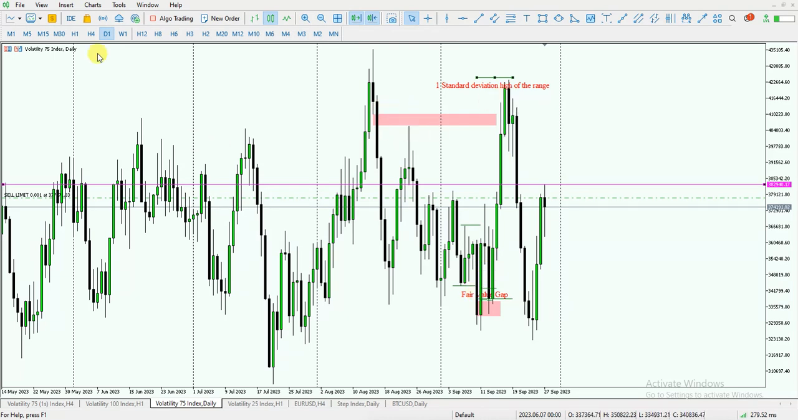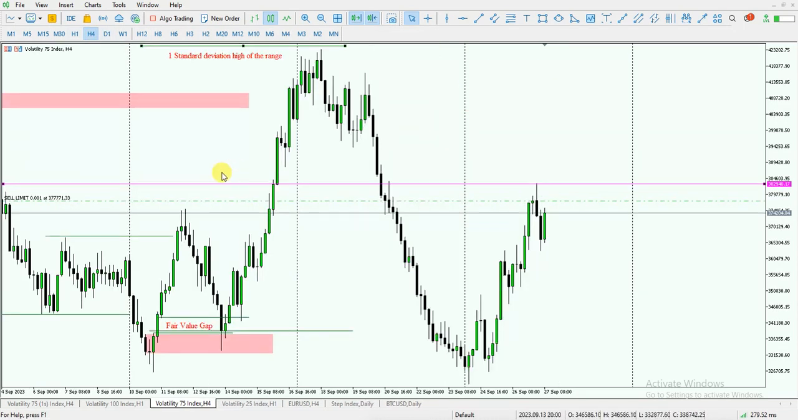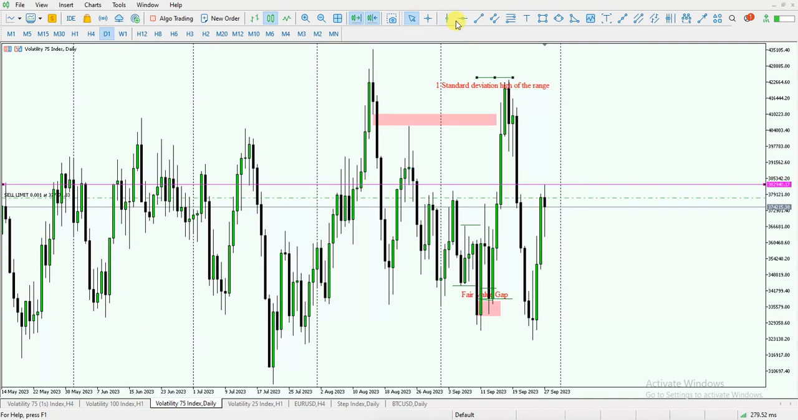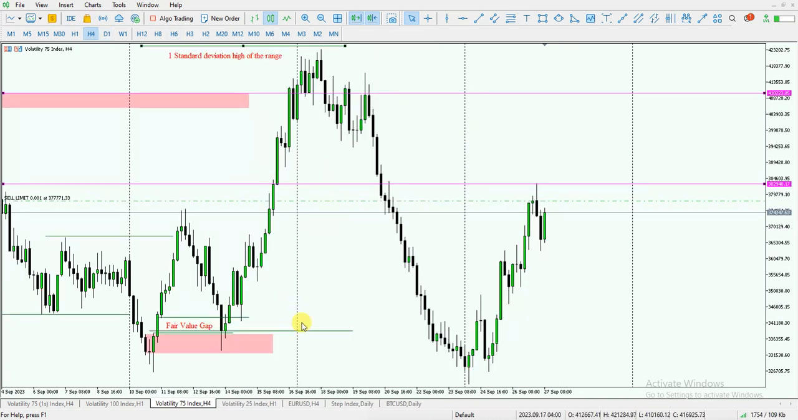Now let's go into why price did what it did, so that you are pre-informed on what you should be seeking for. All right, so this is our target. We are seeking to close in on this fair value gap. Now let's go down to our lower time frame, which is a 4 hour time frame.